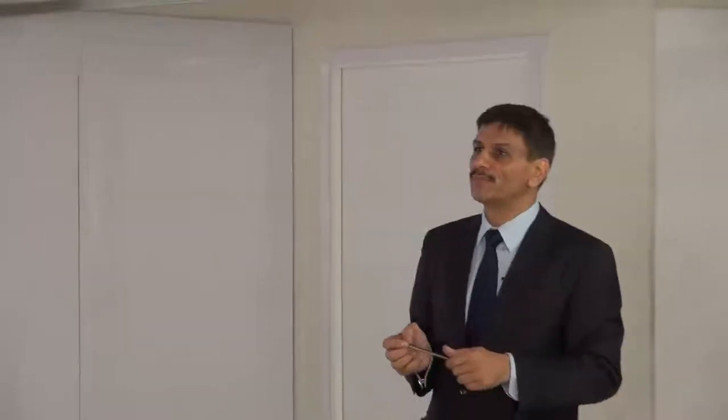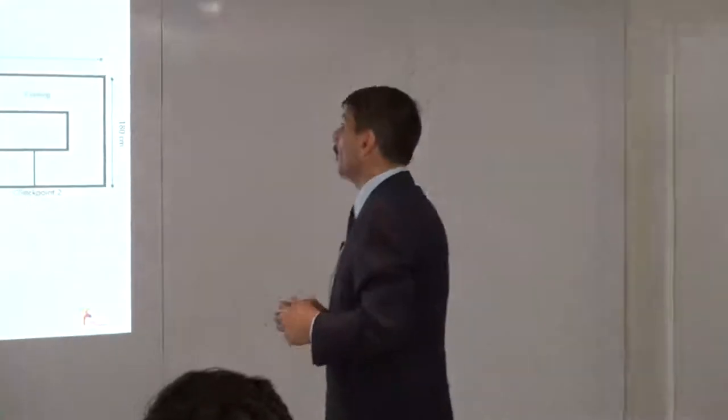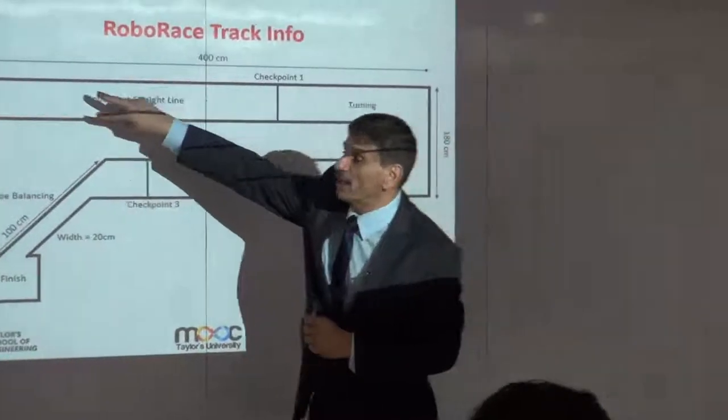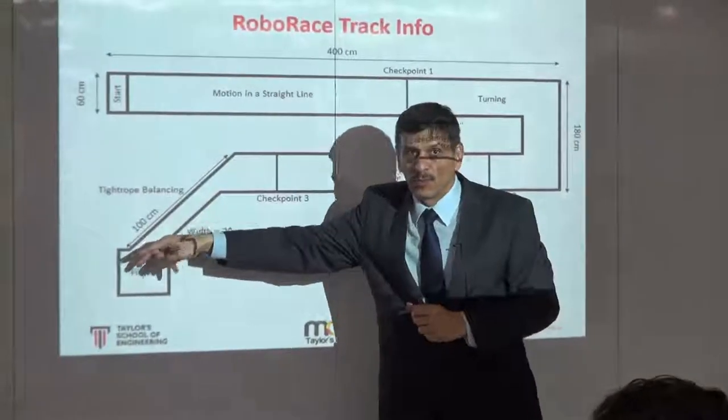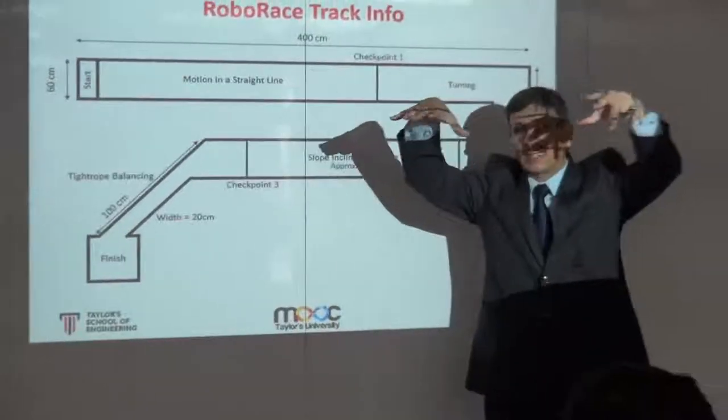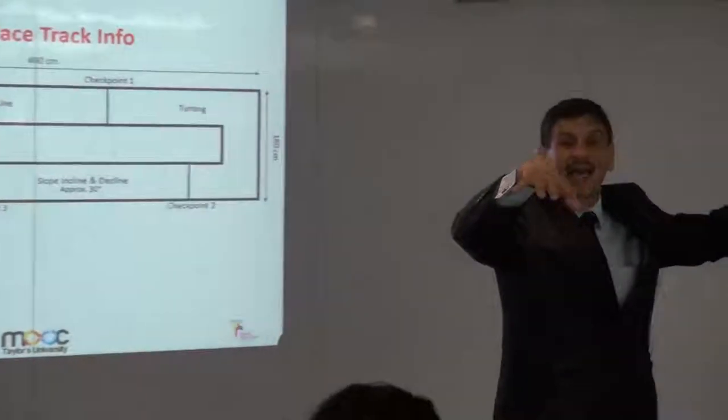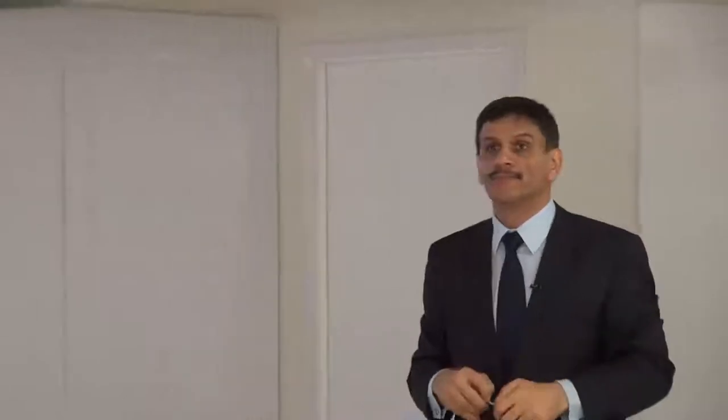Any other question? Yeah, Hans. If we make a flying robot, do we need to follow the track, just fly from start to finish? If you make a flying robot, we want to see it going like that. We will view it maybe with a camera from the top, and as long as it can do that maneuver, yes, you will get it. Thank you.